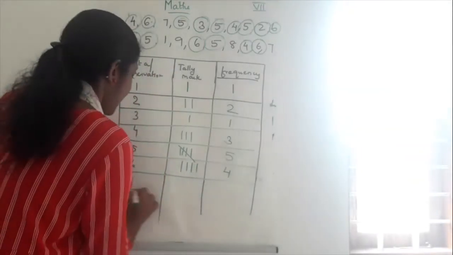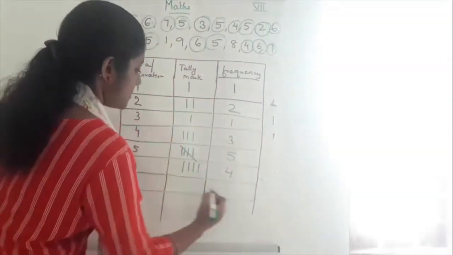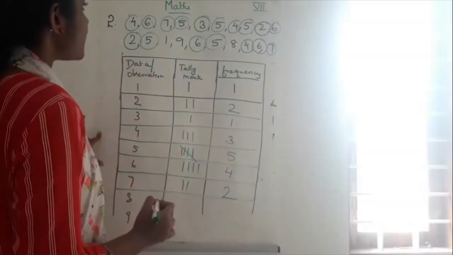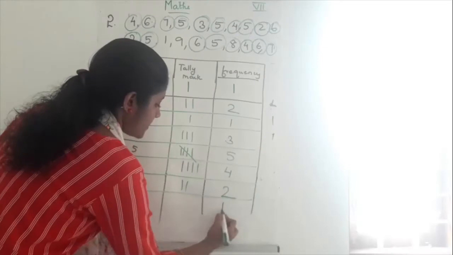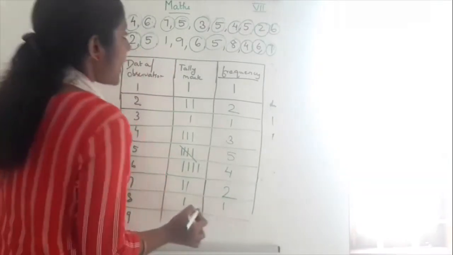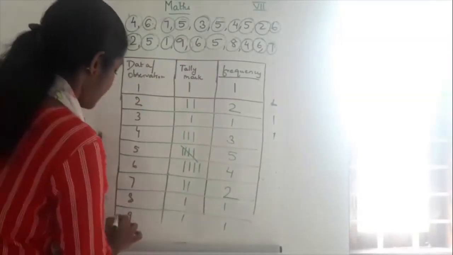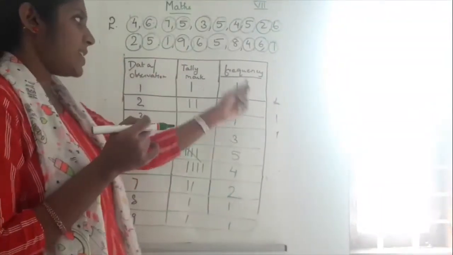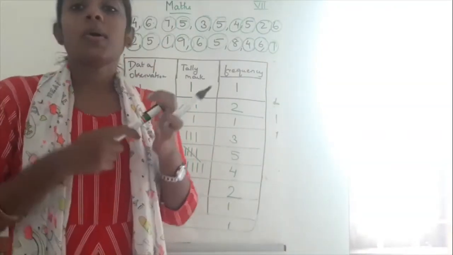Okay. Next one is 7. 7 it occurs for 2 times only. So it is 2, 1, 2. So next one is 8. 8 occurs for only one time. Frequency is 1 and draw the tally mark 1. 9 it occurs for only one time. So frequency is 1 and draw the tally mark as 1. So this is the way of representing data in tabular form, that is write the tally mark and the frequency. Next is you have to find the highest value, lowest value, range and arithmetic mean. So hope this is clear for you.